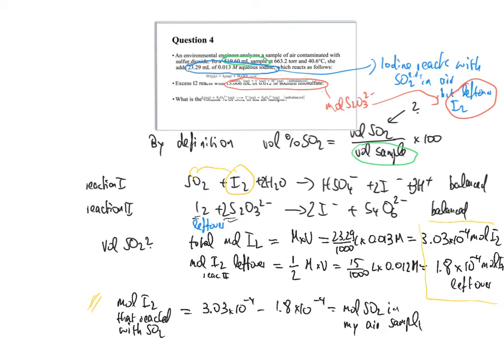And then how do I convert moles into volume? Ideal gas law. And you have all the information. You have the moles right here. So this here is the moles. And the temperature is right here. That's my temperature. And then of course this here is my pressure, which is right there. And you should be able to calculate the volume of SO2, and then you should get the volume percent.